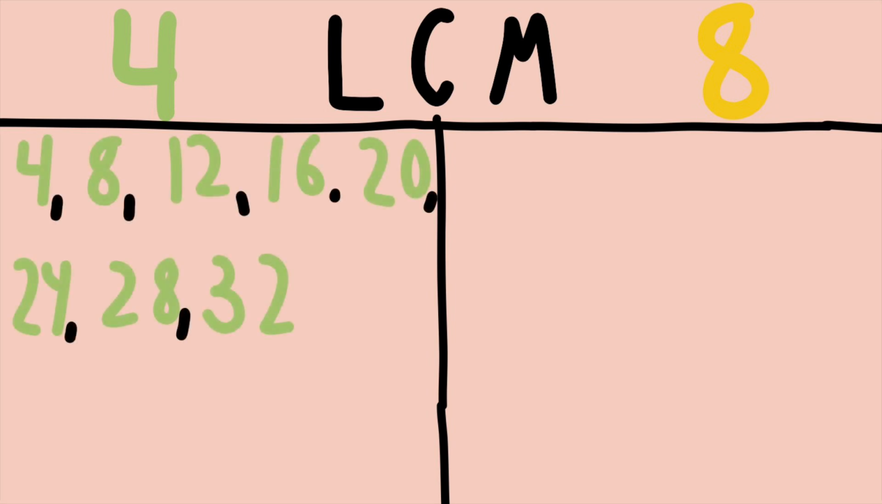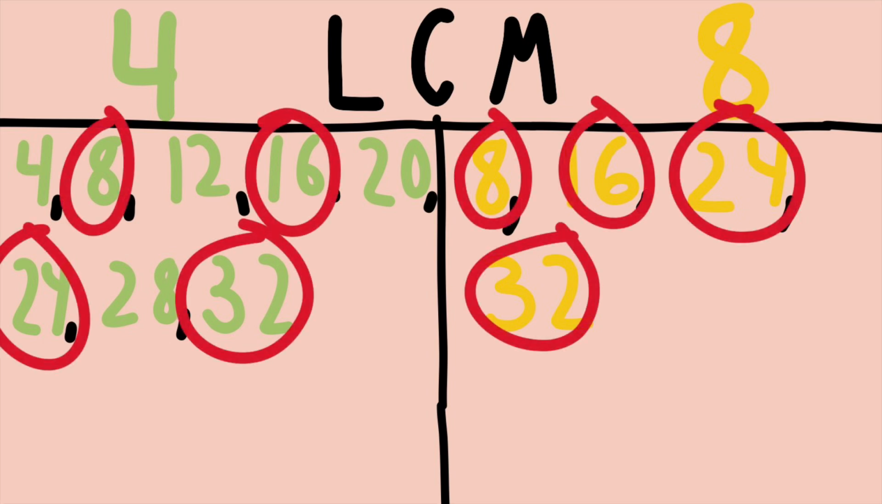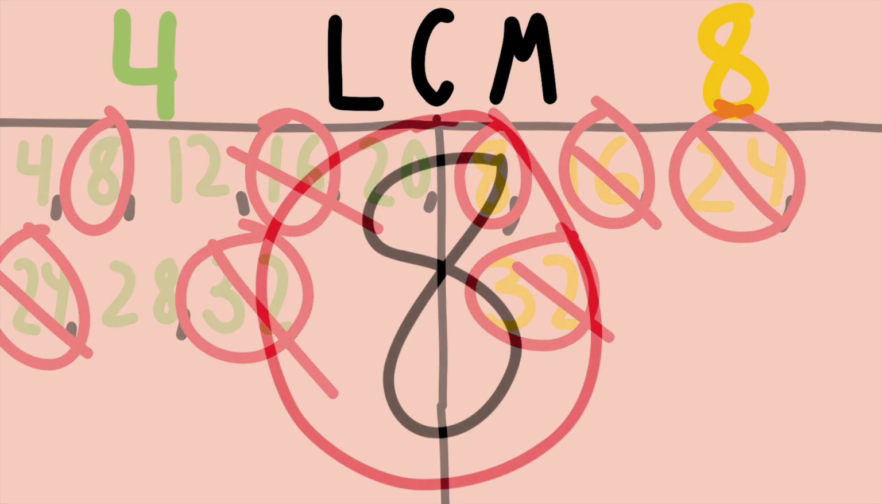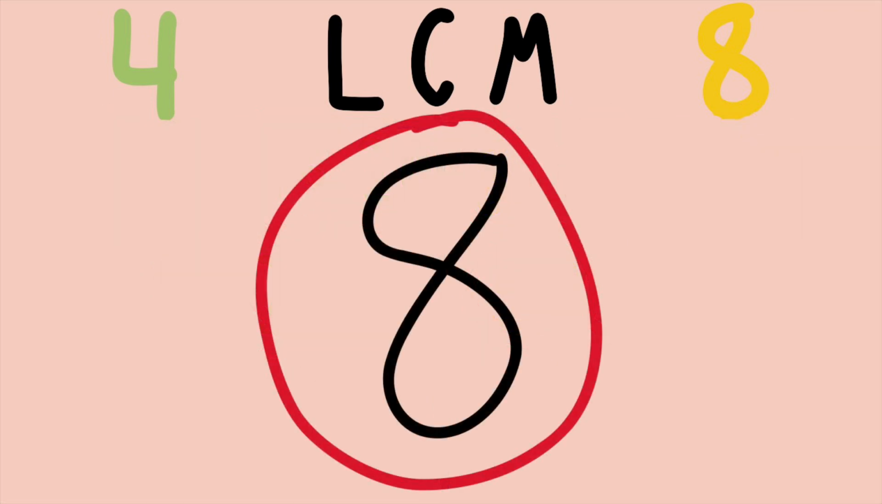Okay, so first what you should have done is find the first 8 multiples of 4 and then the first 4 multiples of 8. You should have circled the numbers that are common on both sides. And finally, you should have crossed out every number but 8, which should get you 8 as the answer for the least common multiple of 4 and 8.